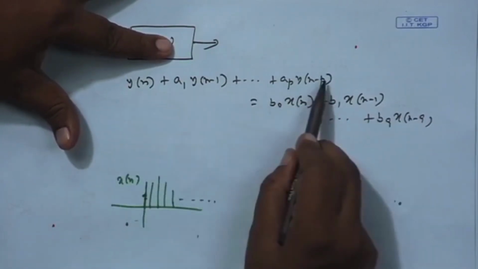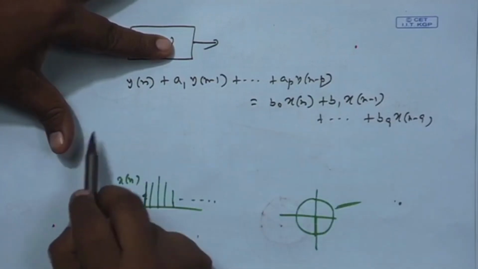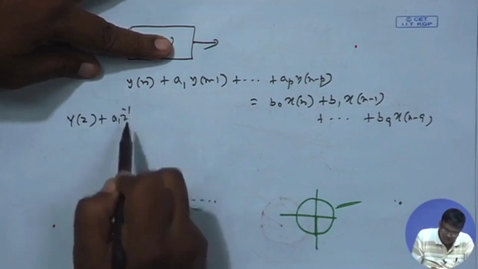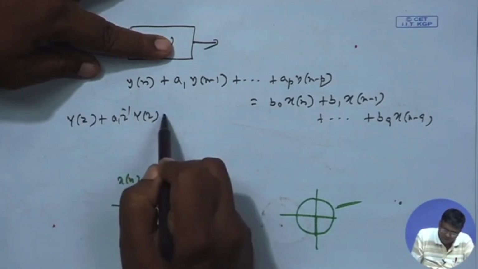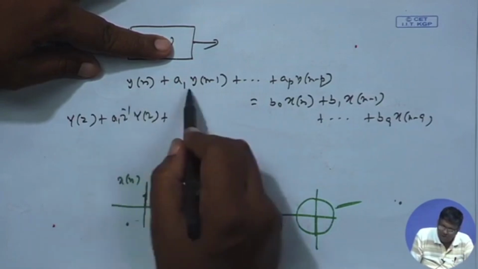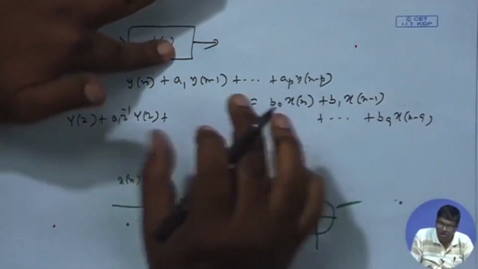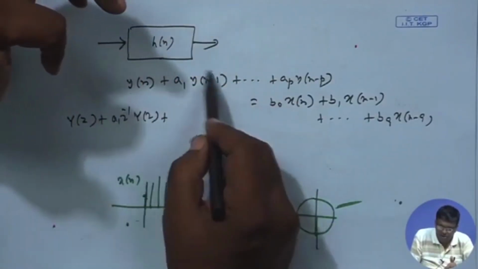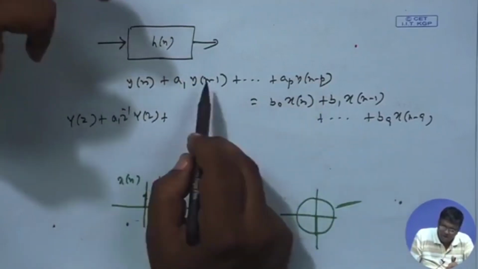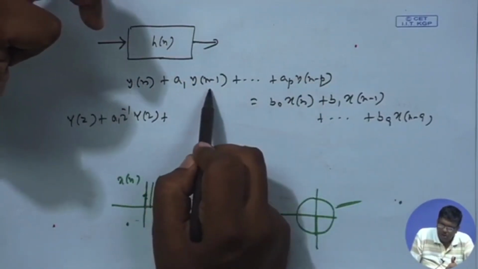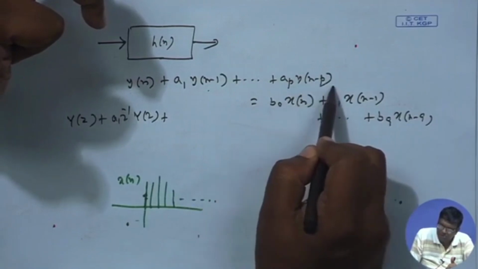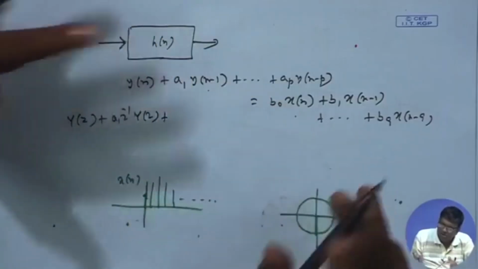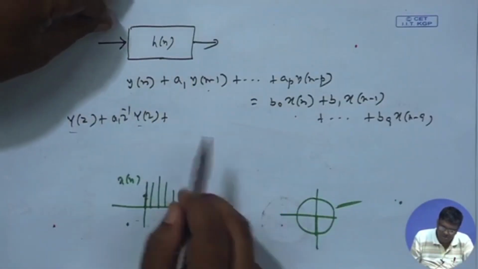If we take the Z transform on the left hand side and on the right hand side, they will be equal. This will give rise to Y(z), then a1 z inverse Y(z). I am assuming that the Z transforms of all of them have some common area of intersection: the ROC of y(n), the ROC of y(n minus 1), the ROC of the Z transform of y(n minus p) and of x, all have some overlap area. I am picking z from there, so all of them exist.